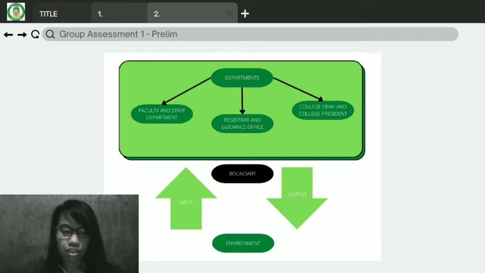Almost similar to the college purpose, the registrar and the guidance office can act as college interfaces. The potential students, other colleges, and youth could all be considered the environment.